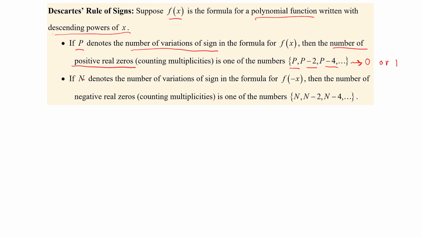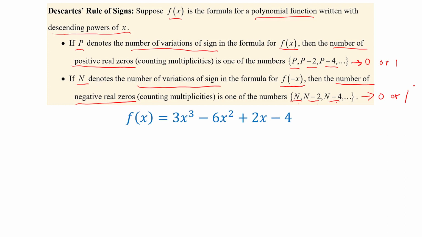Then if n denotes the number of variations in sign in the formula for f of negative x. So up here we had f of x. For negative zeros, we look at f of negative x. Then the number of negative real zeros, counting multiplicities, is one of the numbers n, n minus 2, n minus 4, and we keep heading on down until we get to either 0 or 1. So this is easiest to figure out from an example.